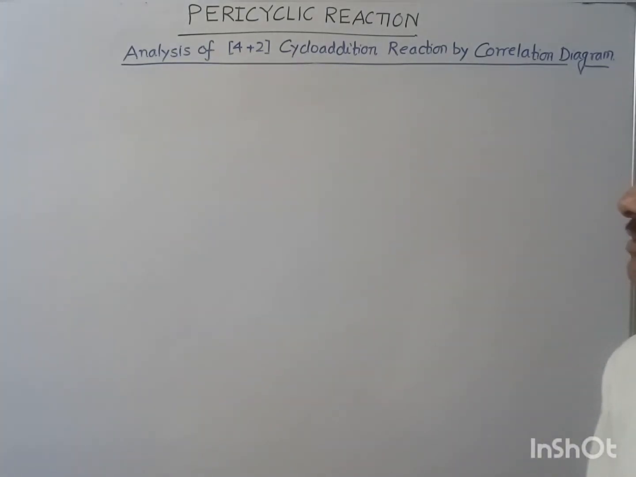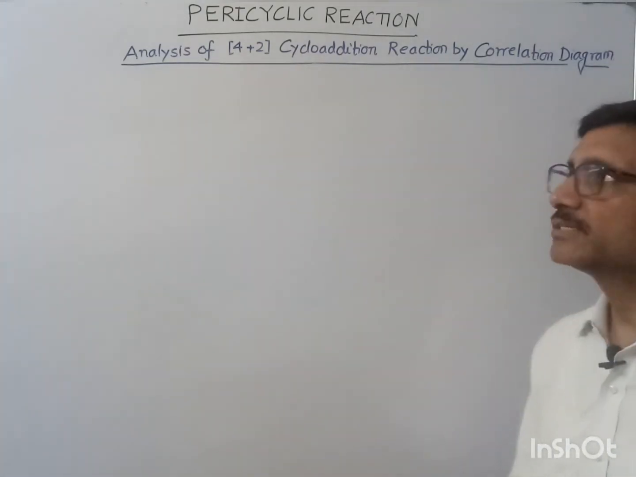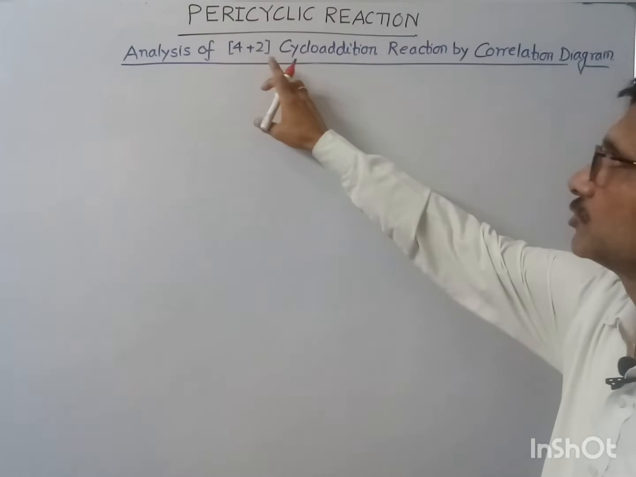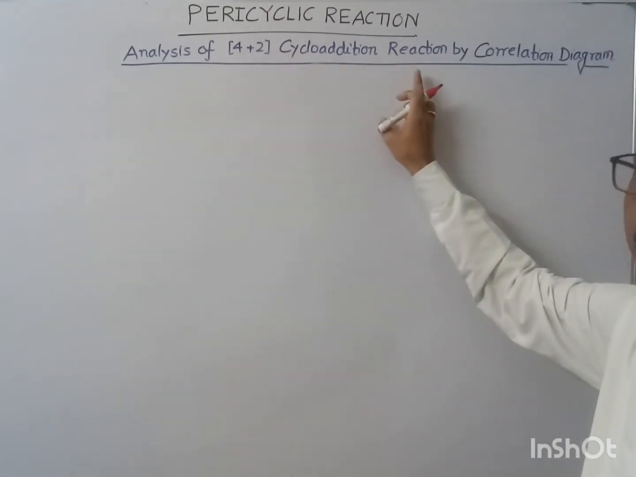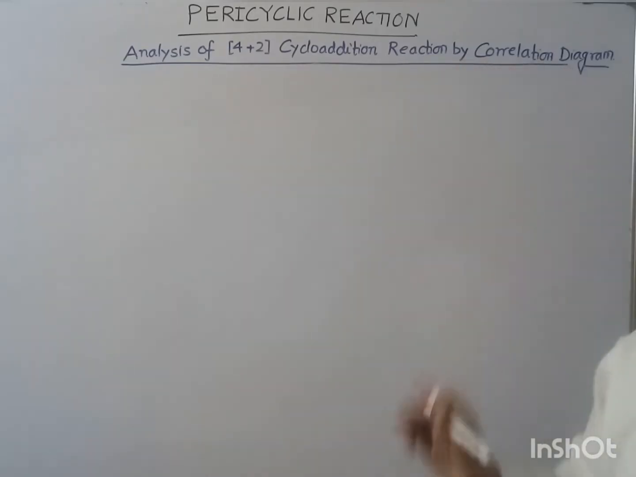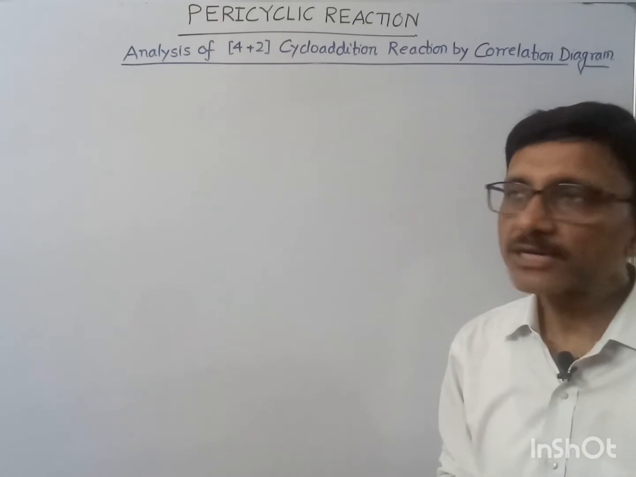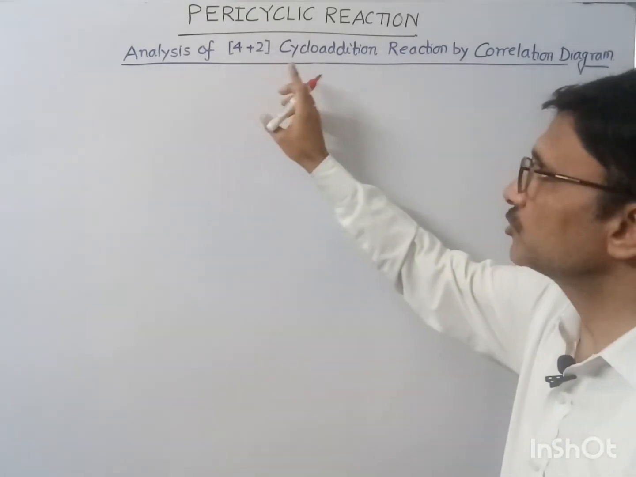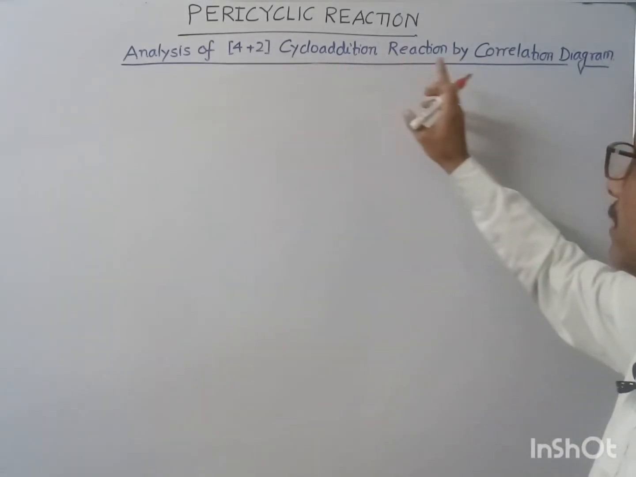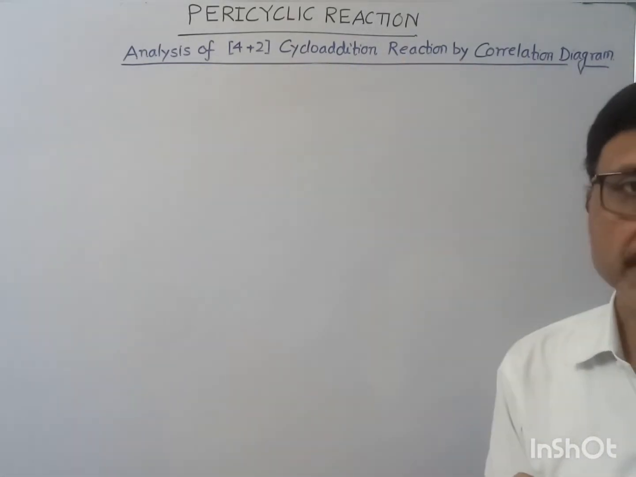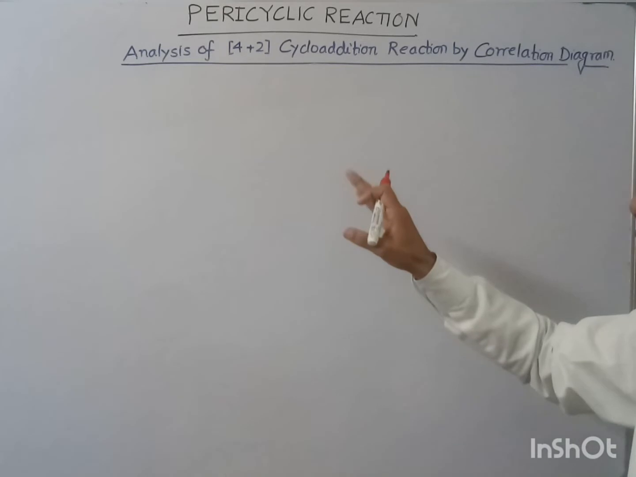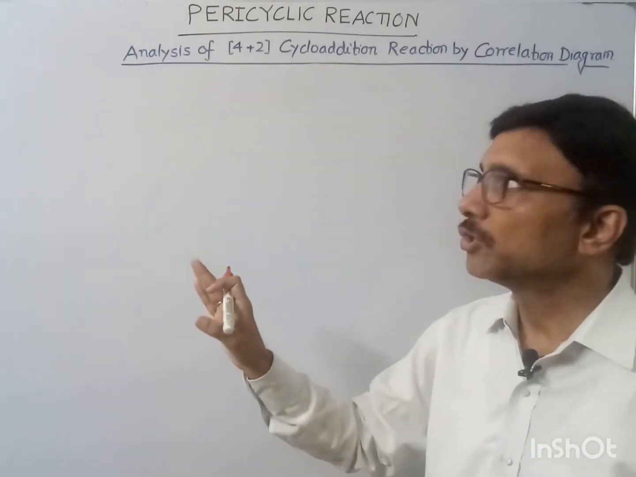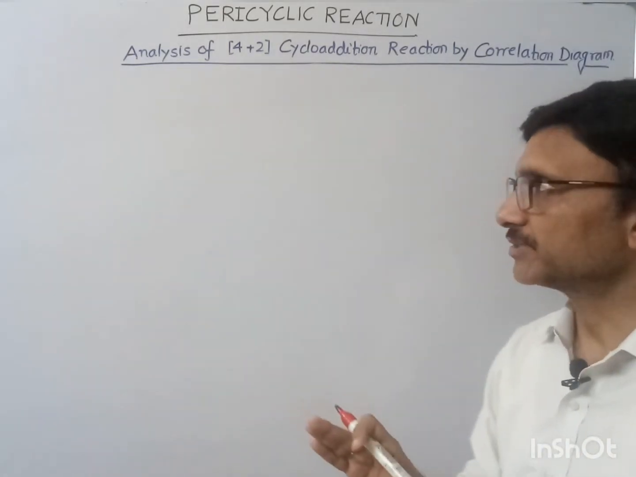In my today's lecture, I will explain the analysis of 4+2 cycloaddition reaction by correlation diagram method. In my last lecture, I told you the analysis of 2+2 cycloaddition reaction by the correlation diagram method. So before going to this lecture, I will suggest you to go through my previous lecture.